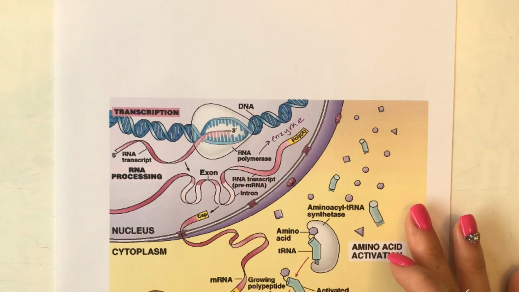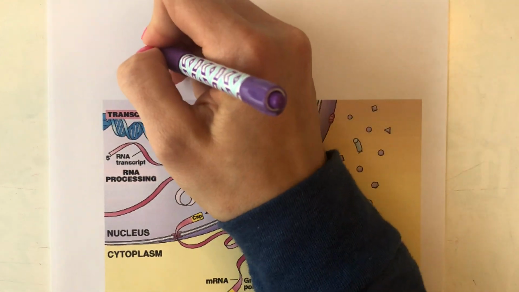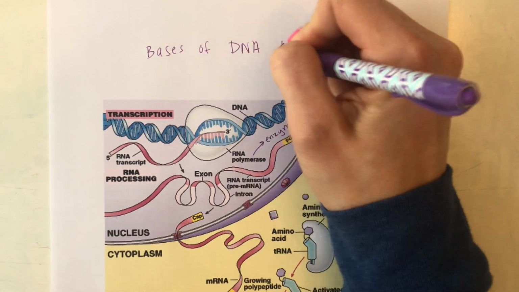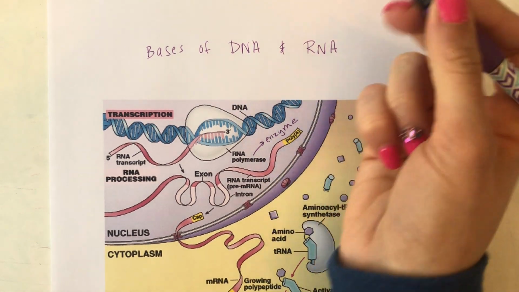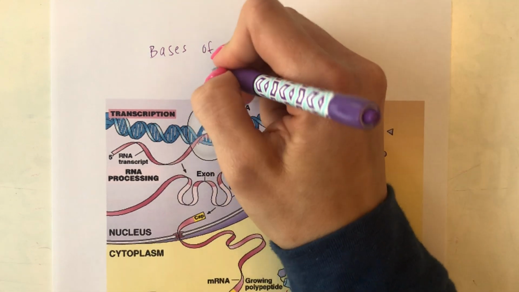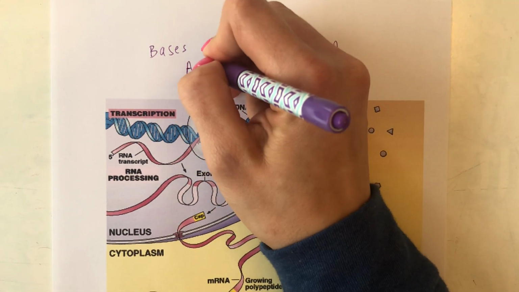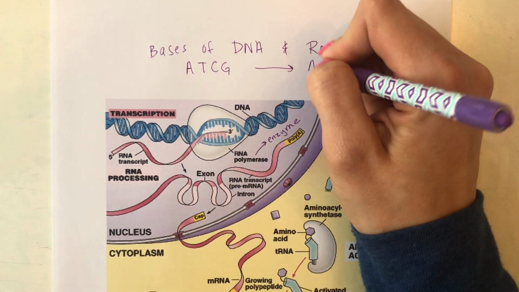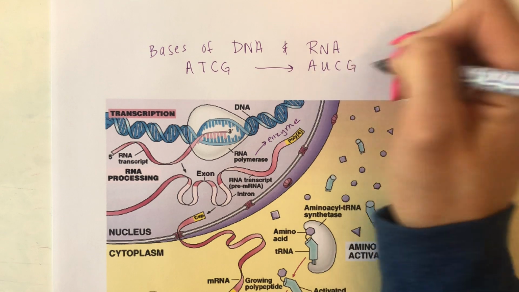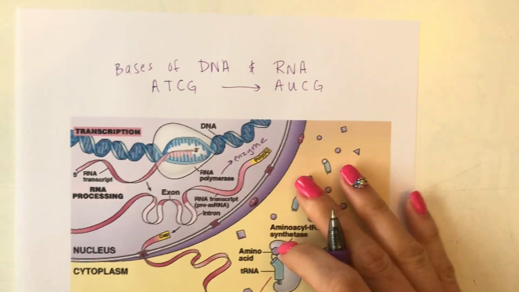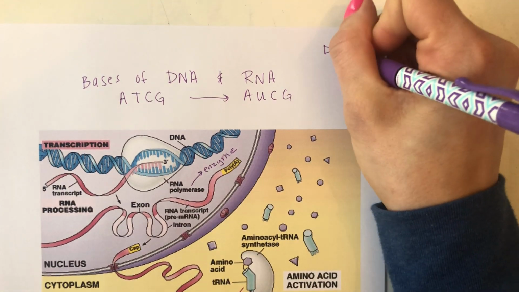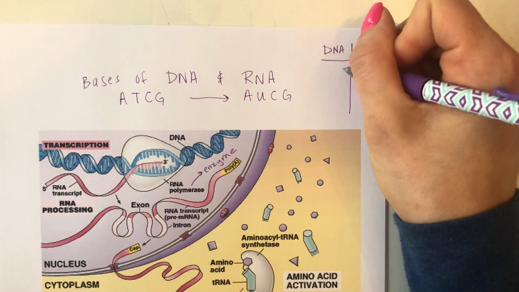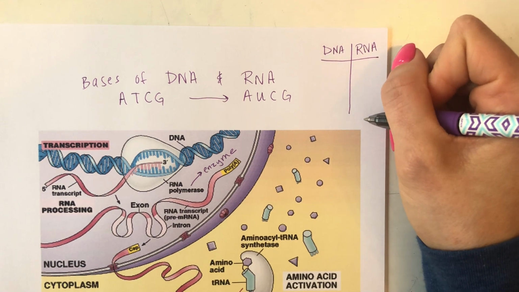Now, I want to bring you back to talking about the bases of DNA and RNA. Okay? When we go from DNA to RNA, our four bases for DNA are A, T, C, and G. In RNA, we now have A, U, C, and G. Okay? For going between the two, I like to make this little tree here, kind of like a little flow chart that tells you what the DNA base is and what you're now going to have in RNA.